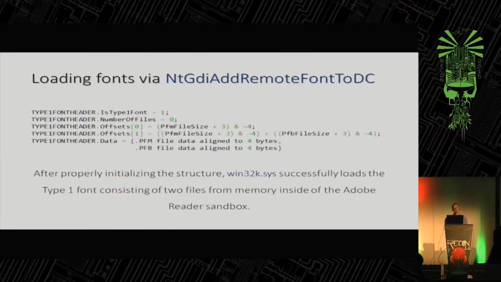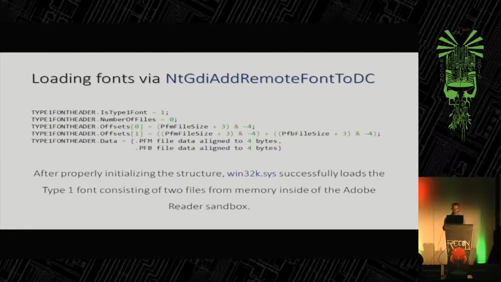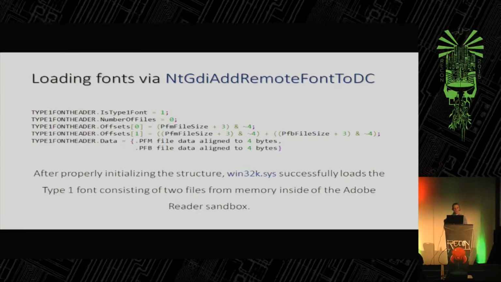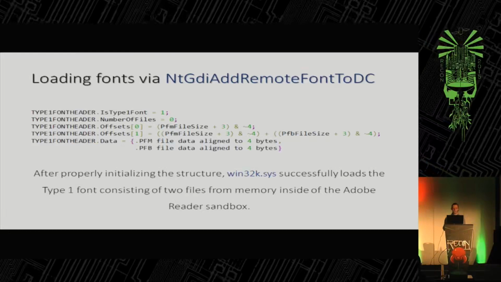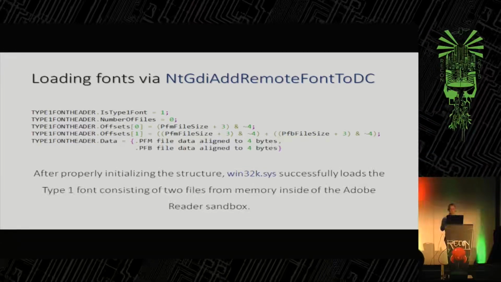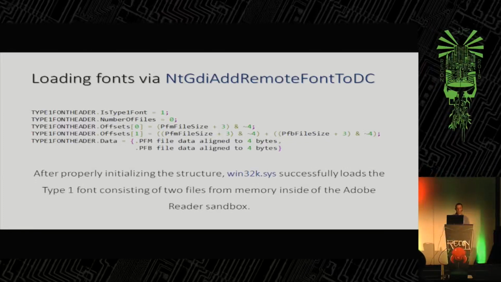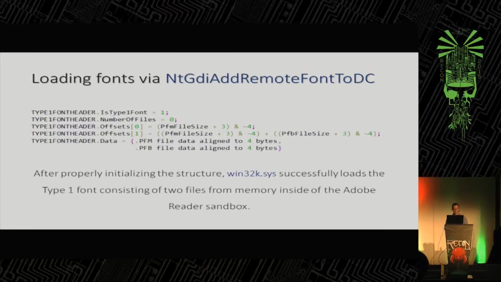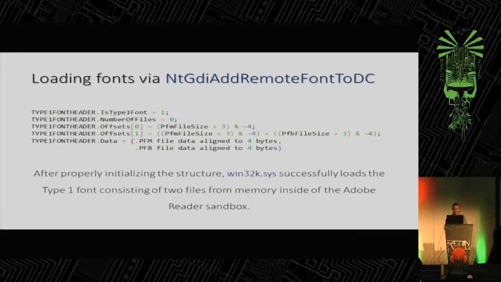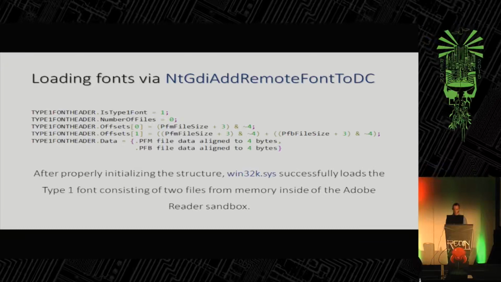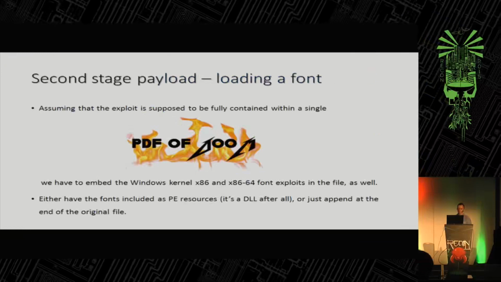So we just have to initialize the isType1 field to 1. That will make Win32k assume that we want to load a Type 1 font. And we can just say that the number of files is 0 because Win32k will anyway know that we need to load 2 files, and then we specify the offsets of the files, and then after that we just put the data of the files. And after we do this, I confirmed that Win32k will successfully load the Type 1 font from memory, and we will reach all of the relevant ATMFD code paths so we can actually attack ATMFD.